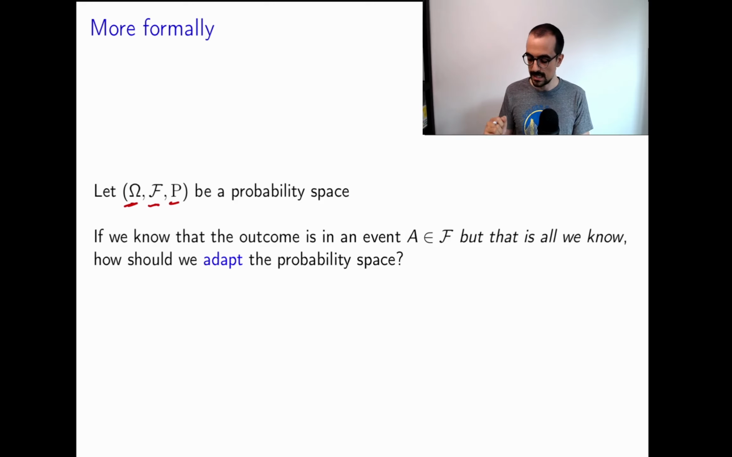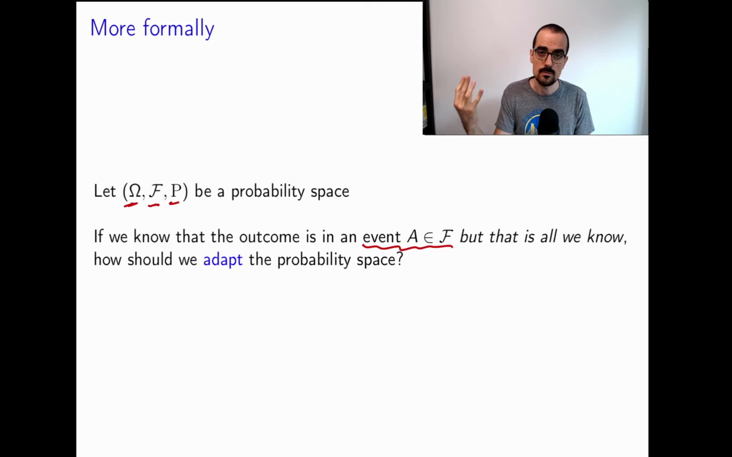Okay, so now let's assume that someone tells us, or we see from the data, that an event A has happened, which means that all the outcomes that we want to consider are now restricted to being in A. But that is all we know. So now the question is, how do we adapt this probability space in order to incorporate this new information? And by the way, I should have said this earlier, but the whole point of conditional probability is to incorporate additional information.